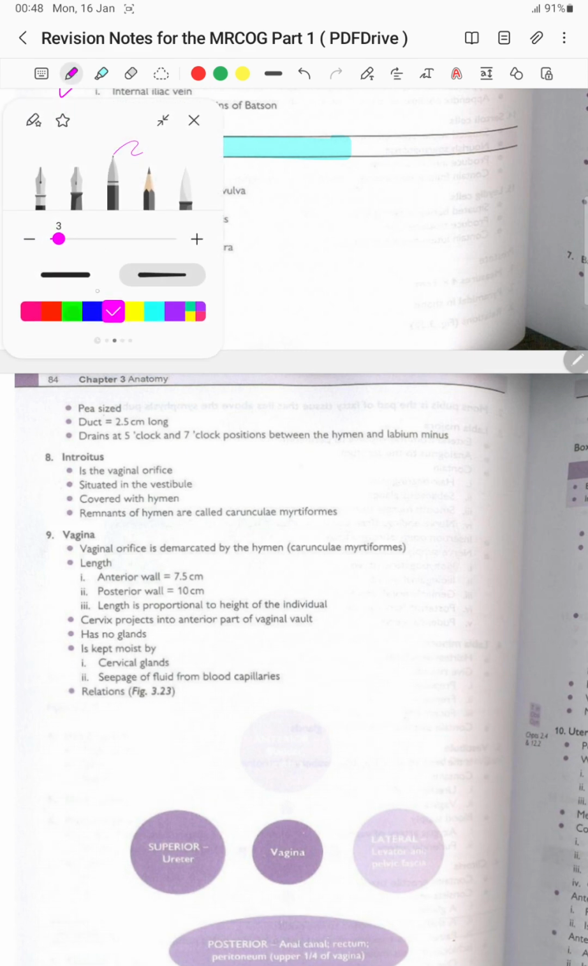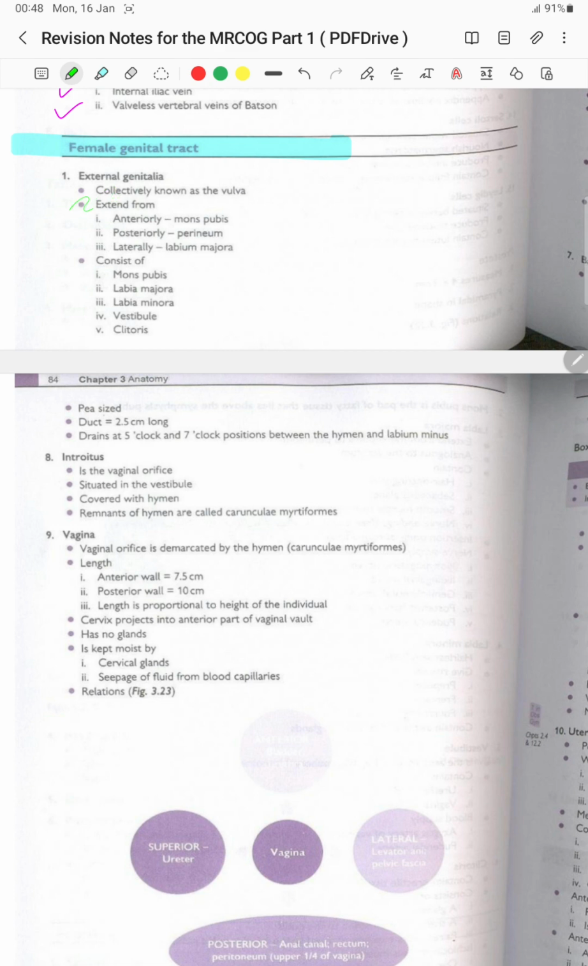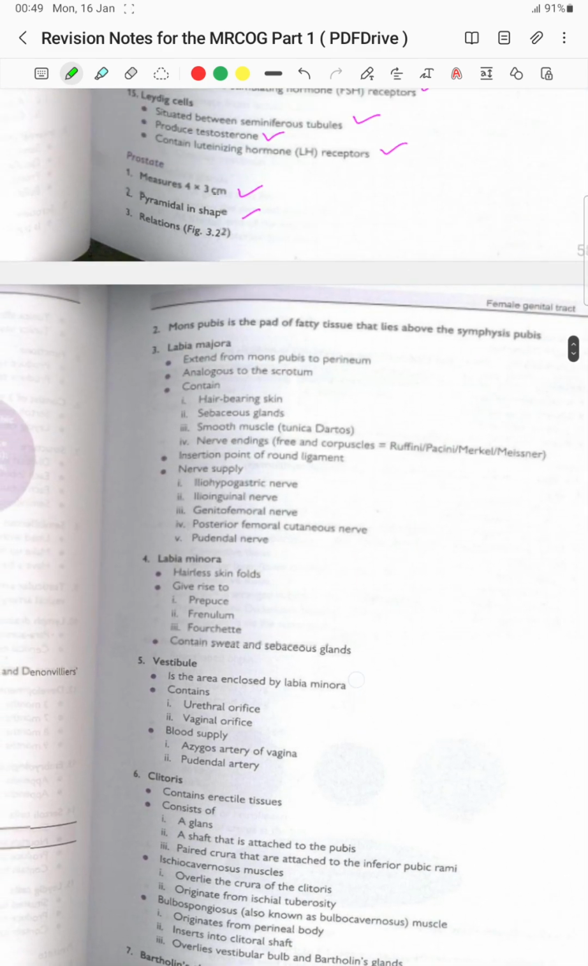Now the next topic is the female genital tract and external genitalia. They include structures collectively known as the vulva, extending anteriorly from the mons pubis, posteriorly to the perineum, and laterally to the labia majora. It consists of the mons pubis, labia majora, labia minora, vestibule, and the clitoris.